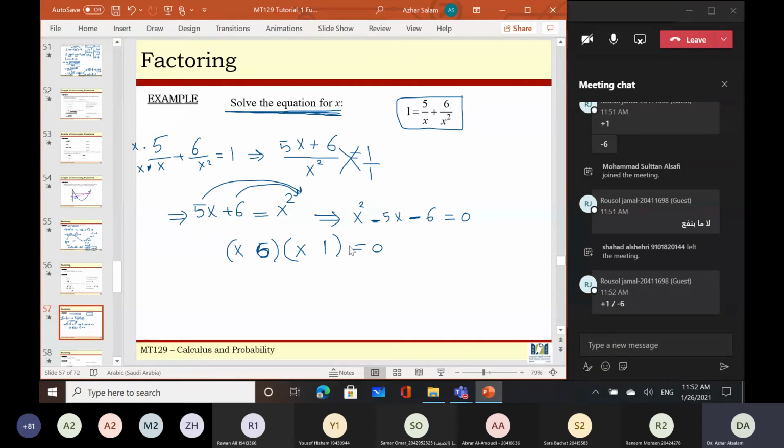دائما هنا لما أحتاج إلى إشارتين مختلفتين فتكون الإشارة السالبة عند العدد الأكبر. أوكي. x minus 6 and x plus 1. If I want to check: سالب 6 ضرب 1 يعطيني سالب 6, and minus 6 plus 1 it's minus 5. Yes, it's minus 5. So my factorization here is right. So the first solution is x equals 6 and second solution x equals minus 1.